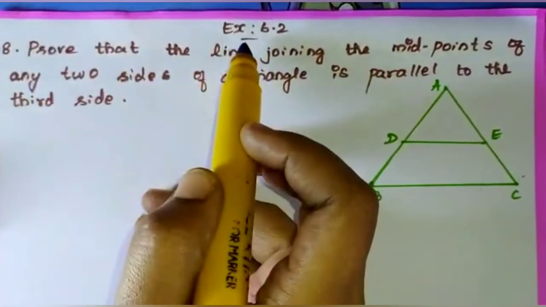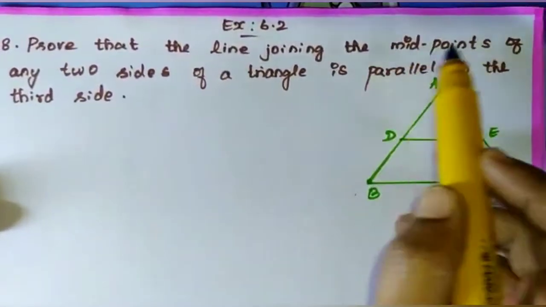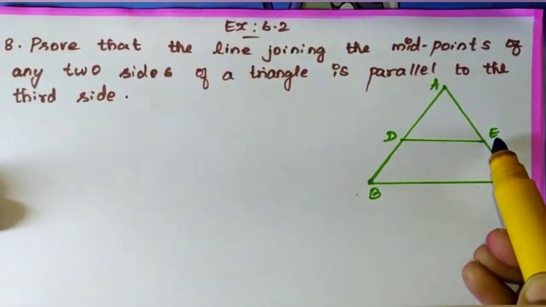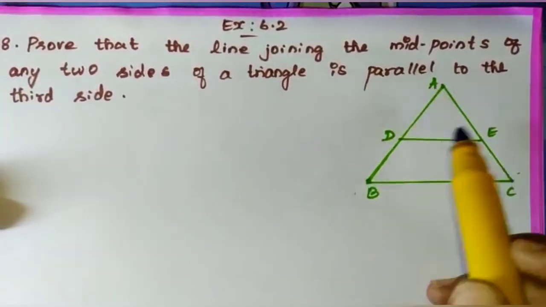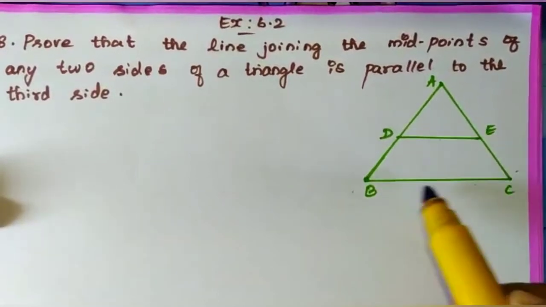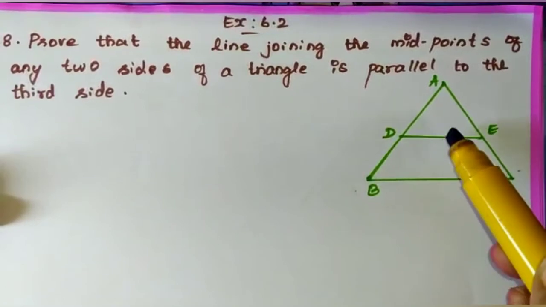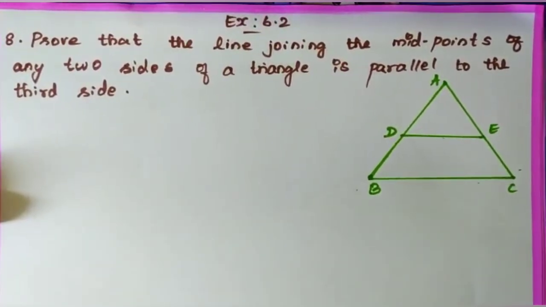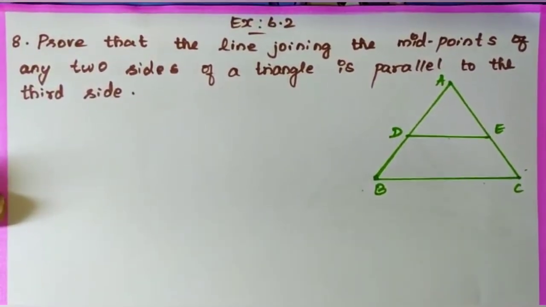Eighth problem in exercise 6.2. Prove that the line joining the midpoints of any two sides of a triangle, that is D and E, the midpoints of the sides AB and AC, is parallel to the third side. You have to prove that these two lines are parallel, that is DE parallel to BC. We can tell that two lines are parallel if the sides are in the same proportion, by using the converse of BPT theorem.